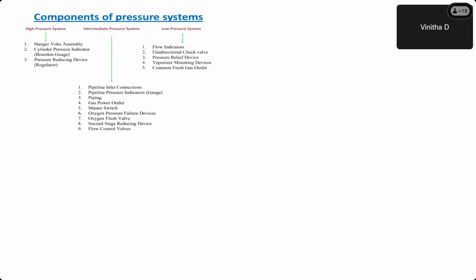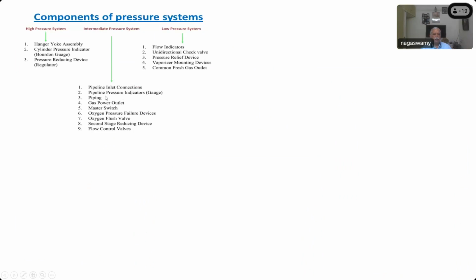Sir, high pressure gas cylinder, hanger yoke assembly, cylinder or your pipeline supply. Okay, hanger yoke assembly where the cylinder is fixed, cylinder pressure regulator, sir. So all these pressure things: gauge, hanger yoke assembly, cylinder pressure indicator or Bourdon gauge, and devices.